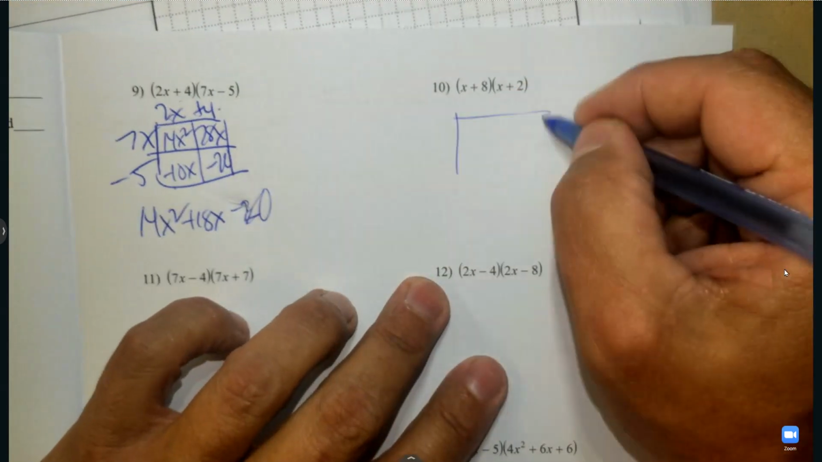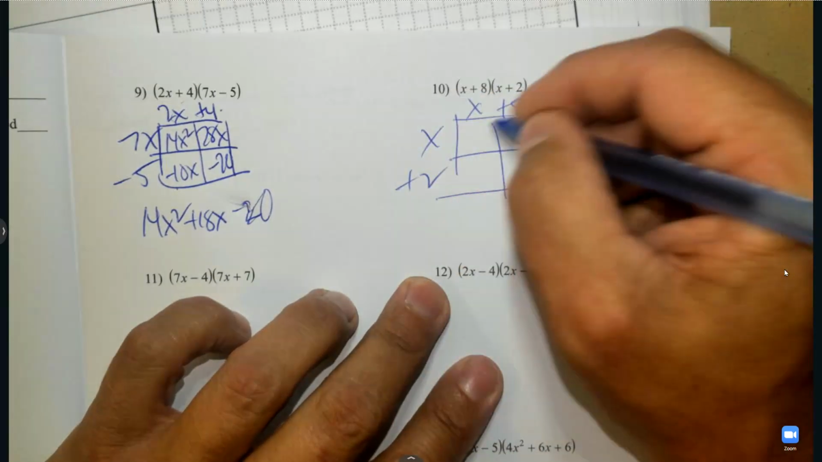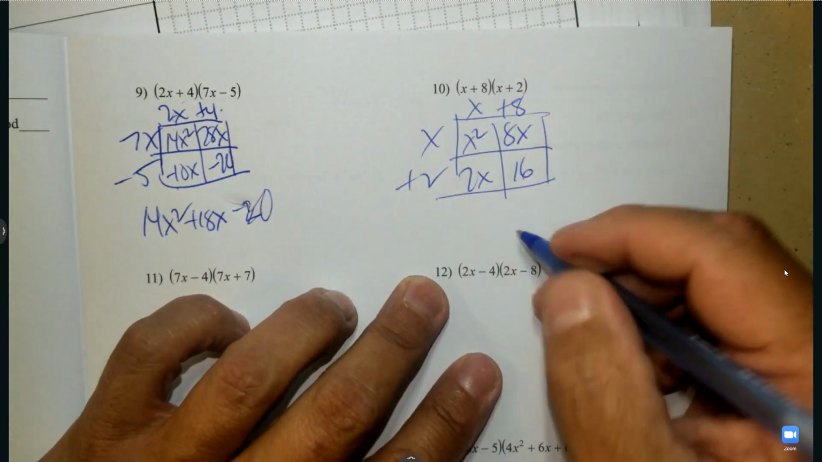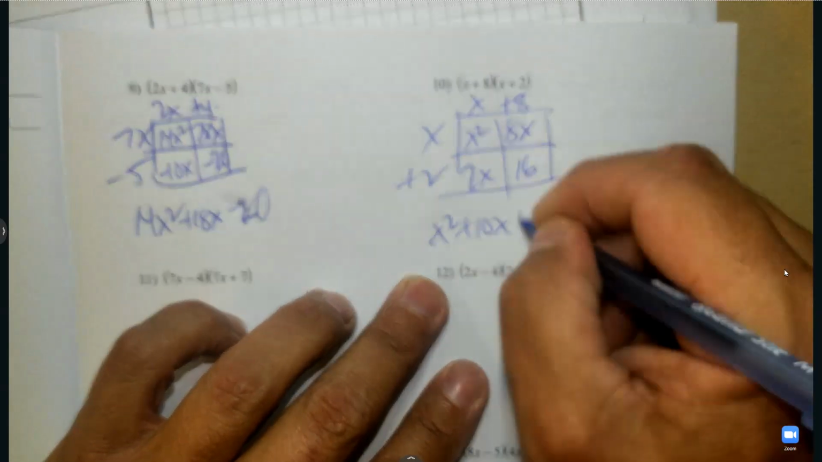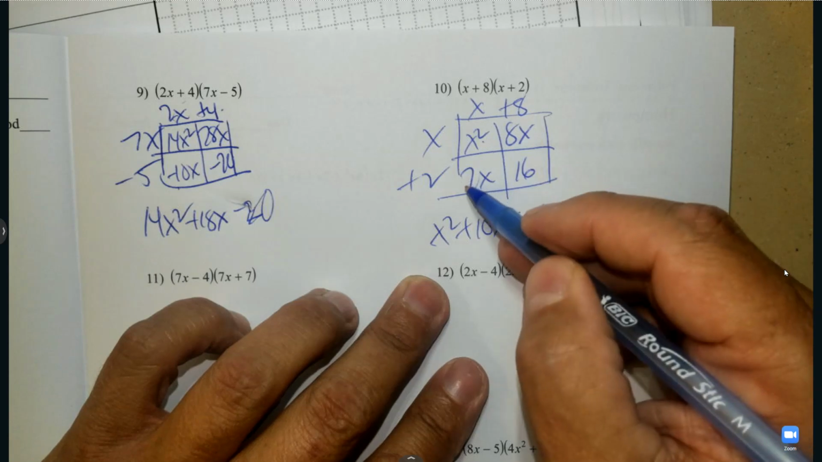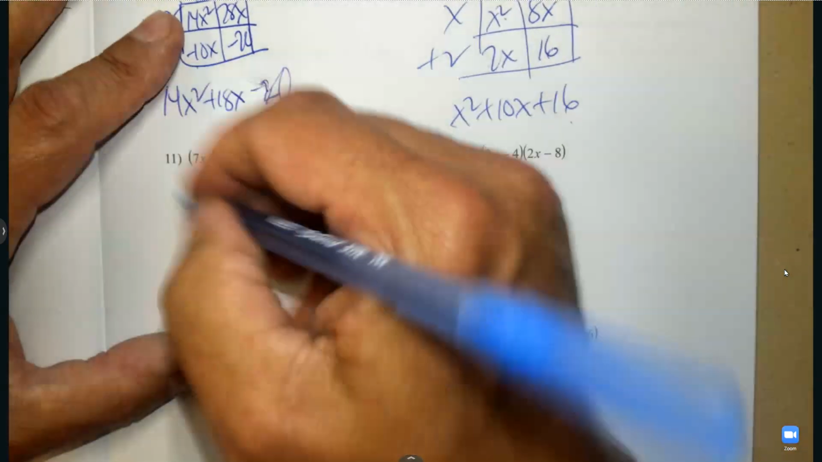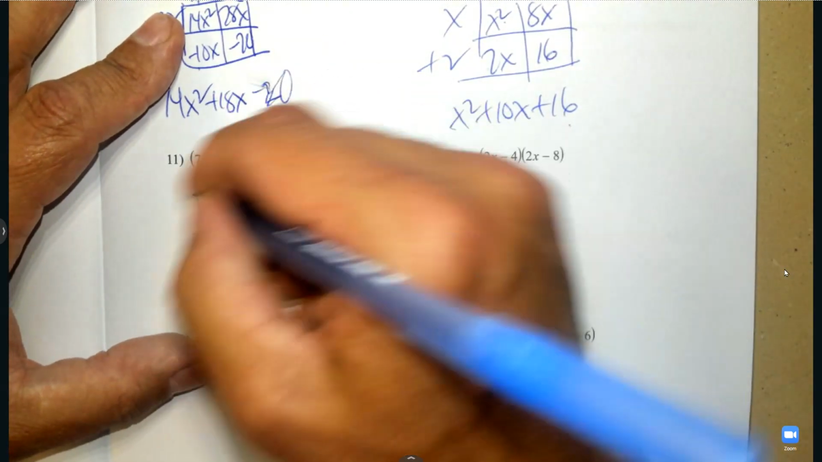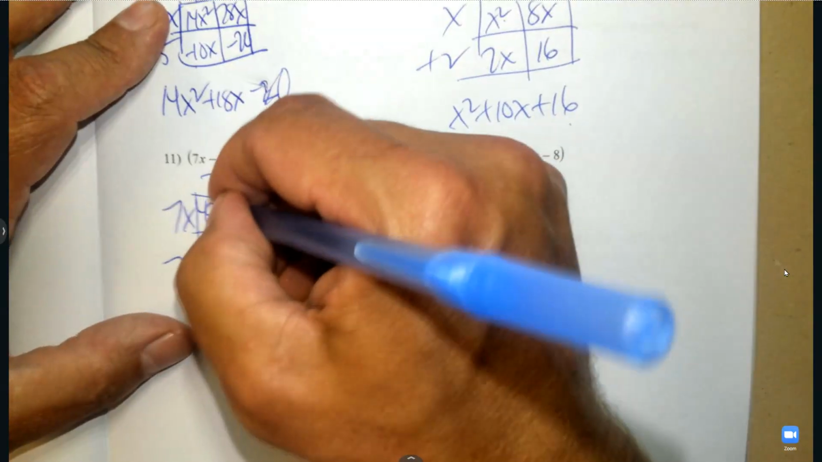Again, I'm going to distribute this. So that's x squared and 8x, and that's 2x and 16, and then I'm going to combine like terms. So x squared, 2 plus 8, that's 10x, and then 16. Again, some call this also foiling. So we're organizing it and multiplying to find each square.